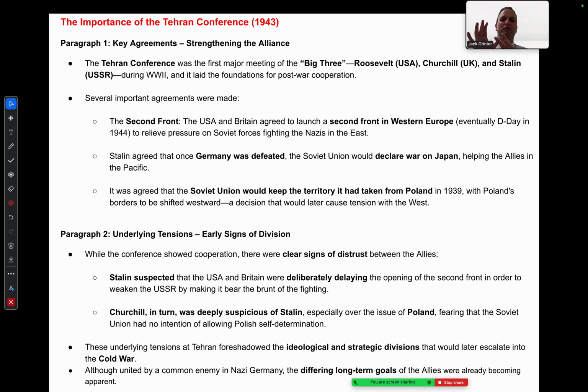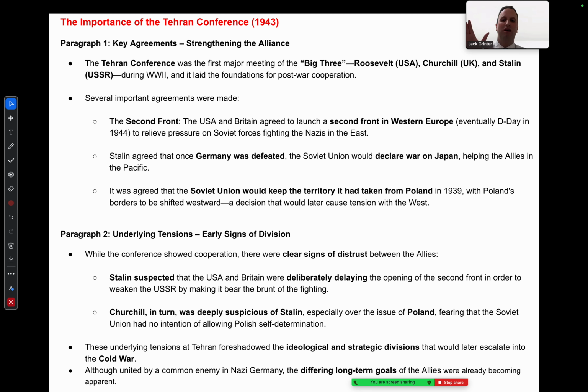I'll do this as two paragraphs. In the first paragraph, I would write about a couple of the agreements. I would say the second front, and about how relations between them are actually relatively strong compared to what happens later on. Like the Cold War certainly hasn't happened yet. I would also mention Stalin and the Soviet Union declaring war on Japan once the war in Europe was over. So paragraph 1, I'd do about the agreements if it's about importance.